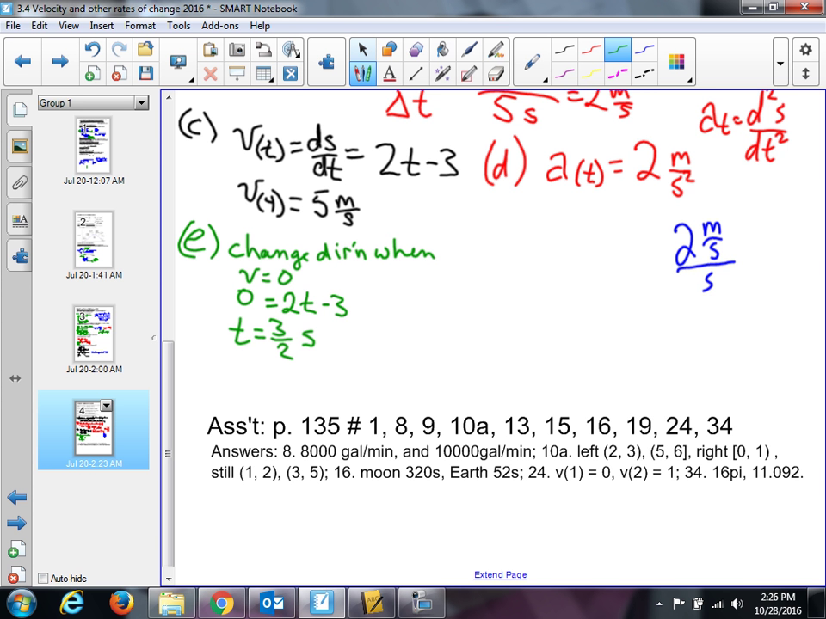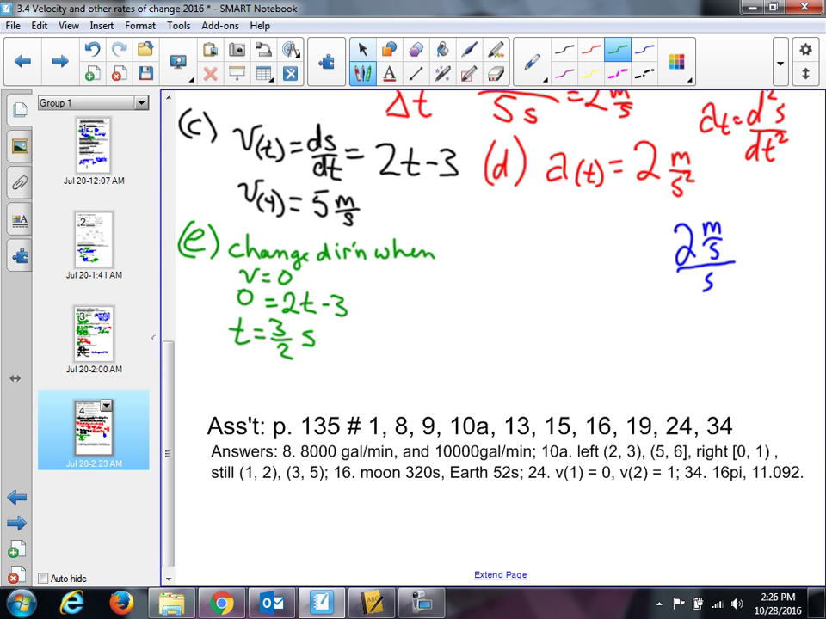If you check the velocity between 0 and 1.5, 3 halves, it'll be one direction, and then it'll change directions, like one will be positive, one will be negative, as far as the velocities. Negative, then 0, and then positive.